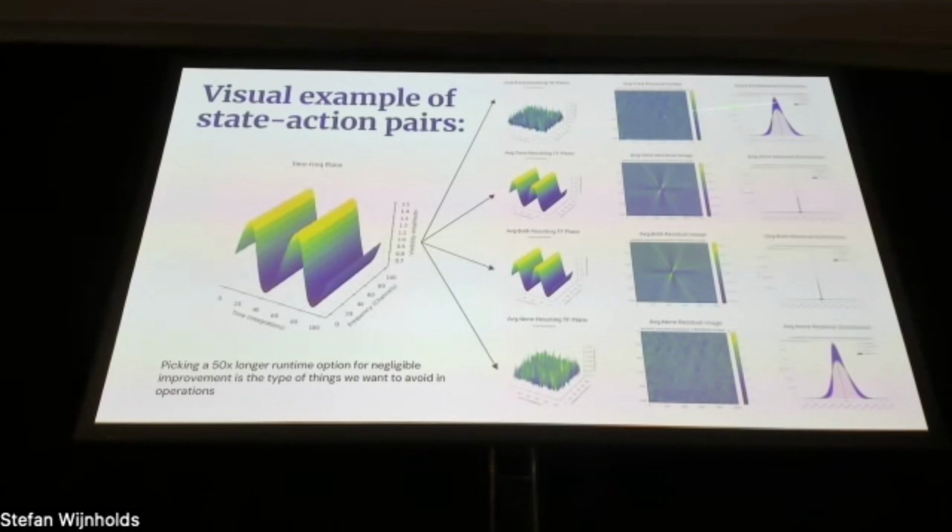You'll notice in this first row and this last row, these are 2 different actions, but the imaging results are actually the same, or very close to being the same. The only difference here is that this action, which was no averaging applied, actually took 50 times longer in runtime. So this is the type of thing that we would really like to avoid in operations. If you can get the same imaging quality with a 50 times speed up, we'd really like to pick that one.